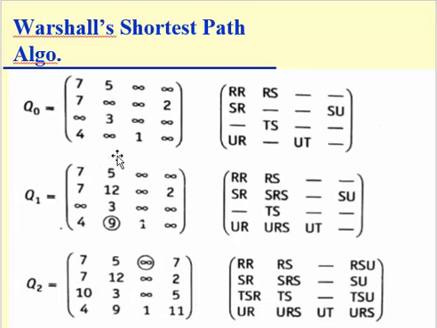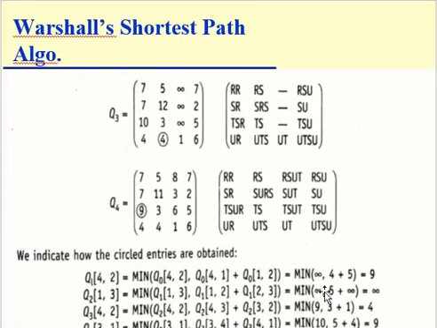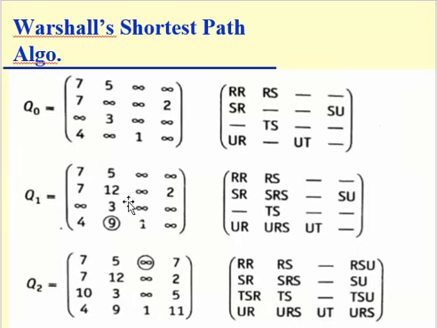1 to 2 is your 12, and 2 to 3, that is your infinity. So 5 plus infinity would also be infinity only. So what is the minimum of infinity? That would be infinity. So that's why this entry is not changing.